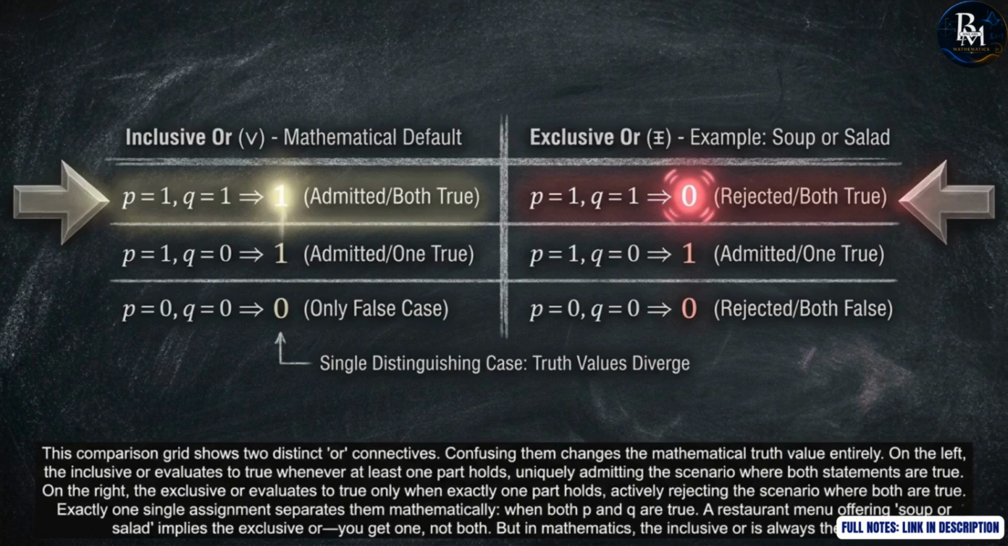A restaurant menu offering soup or salad implies the exclusive OR. You get one, not both. But in mathematics, the inclusive OR is always the default.